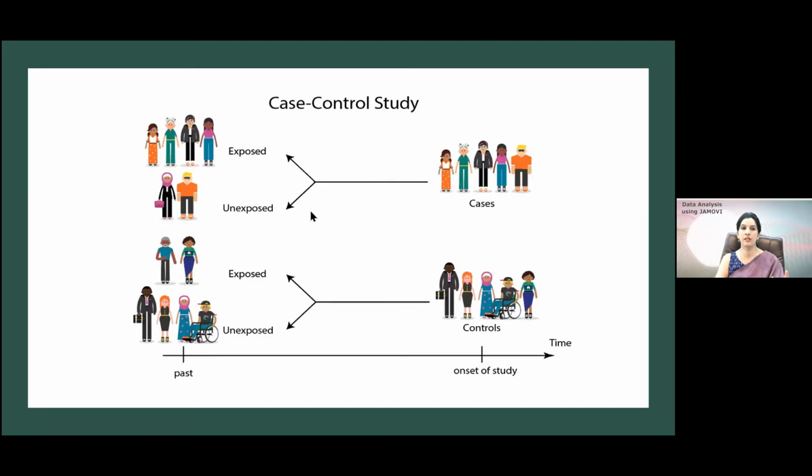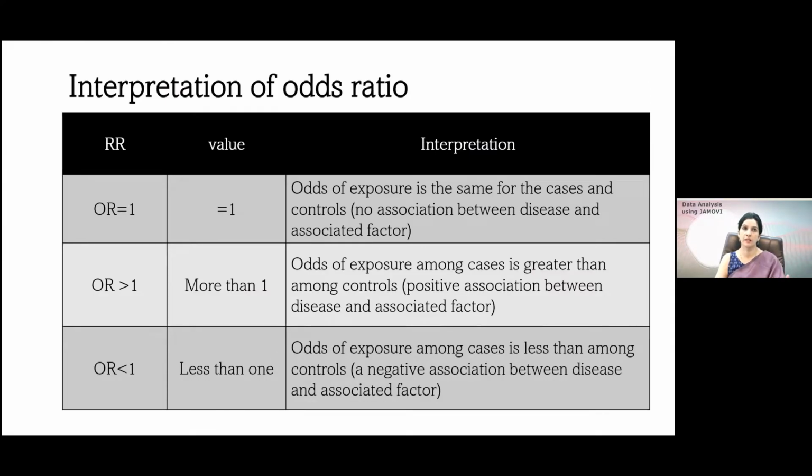And then you see the status of the risk factor, whether they were exposed or unexposed to a particular risk factor, and then you make the 2x2 table and classify it. So again, this odds ratio is, again, the odds of exposure is same. If it is 1, we say that the risk is same in both. Rather, no risk is there, no association between the disease and risk factor.